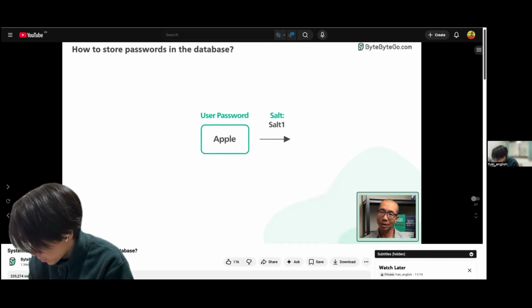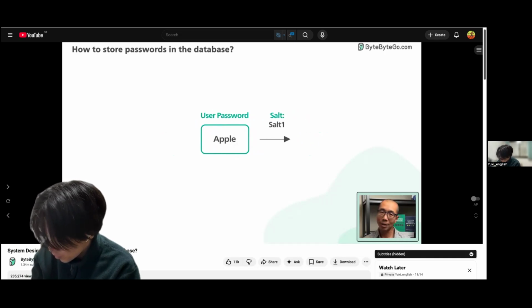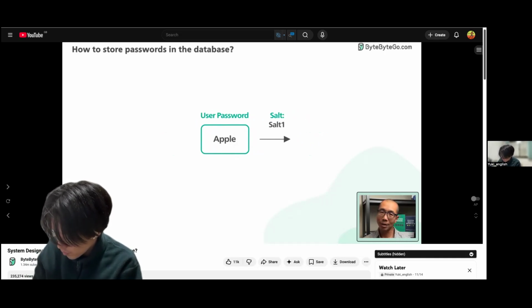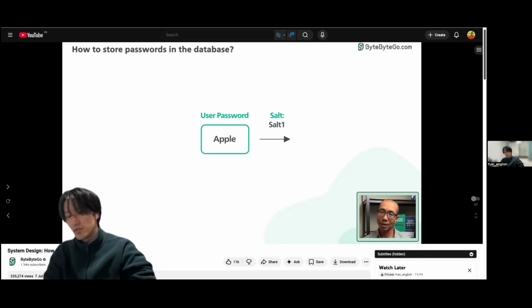First, we use a modern hashing algorithm. A slow function. Bcrypt.